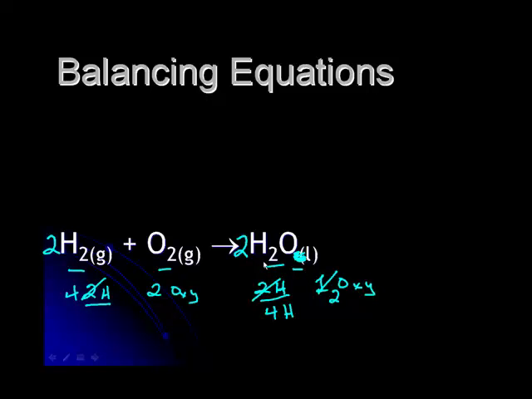One thing you want to do is go back through and check one last time. 2 times 2 is 4 hydrogens, and I have 2 times 2, 4 hydrogens on the right. On the left, 2 oxygens, and on the right, 2 times my invisible 1, 2 oxygens. They match up, and now I can say this equation is balanced.